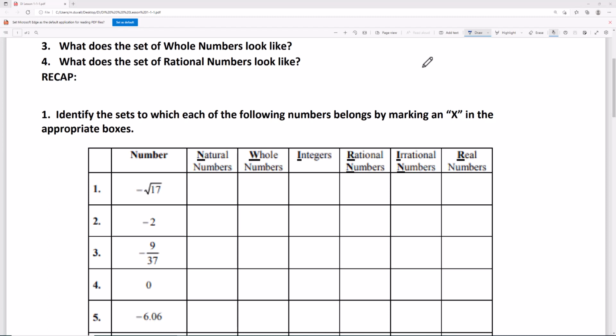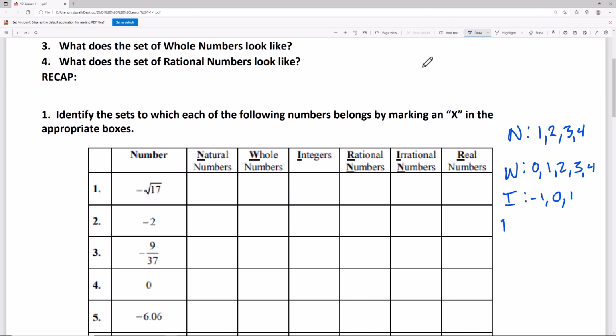So, as a reminder, our natural numbers are just our positive whole numbers. No fraction, no decimal. We classify our whole numbers to include 0. So natural numbers are only the positives, whole numbers are allowed to have 0. The integers, they can also be negative now. So it's our positive, negative whole numbers including 0.